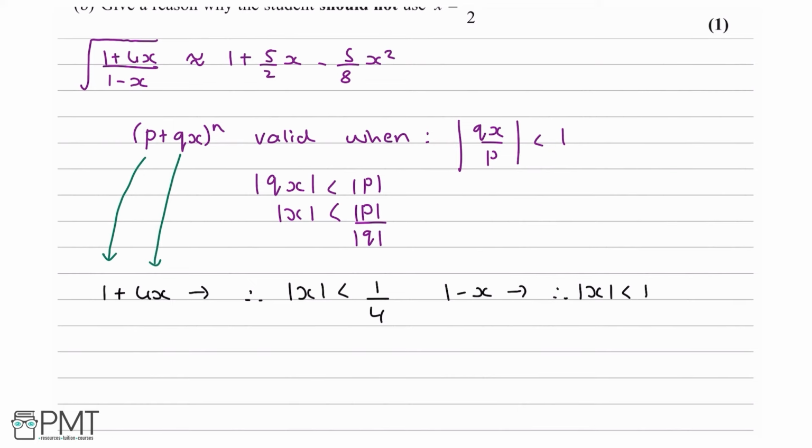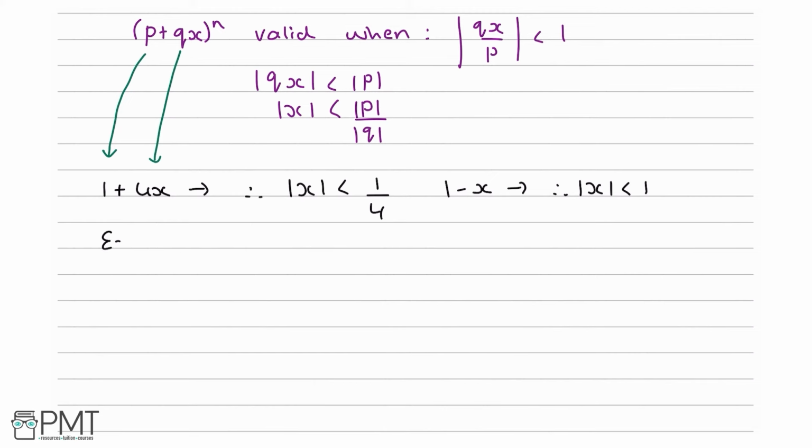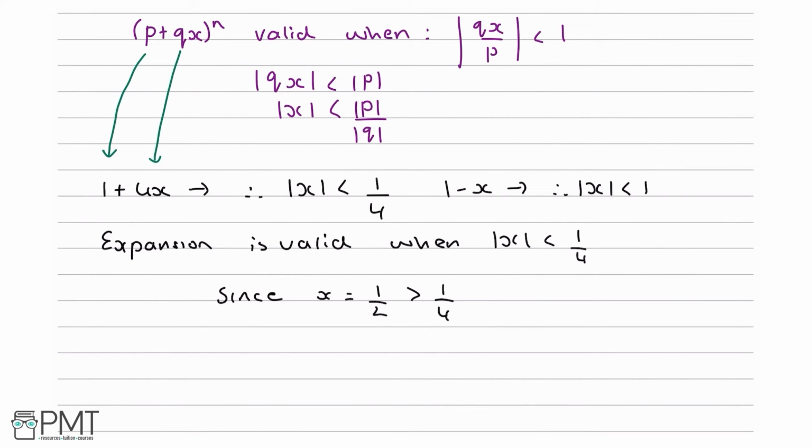So what we need to say is something along the lines of: the expansion is valid when the modulus of x is less than 1 over 4. Since x equals a half is greater than 1 over 4, we shouldn't use x equals a half. This question is worth 1 mark, and the 1 mark just comes from completing your argument as such.